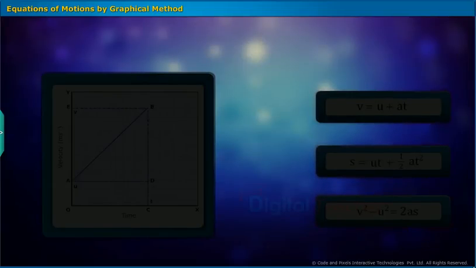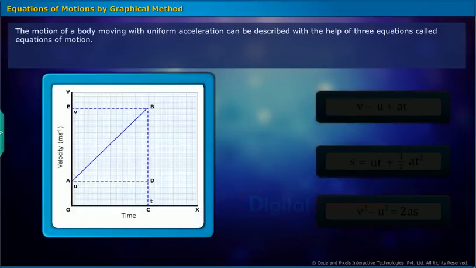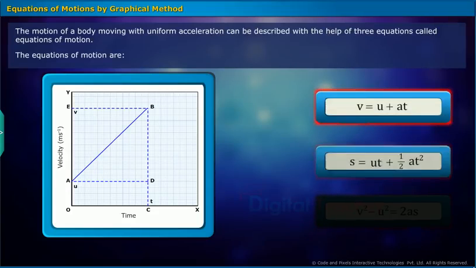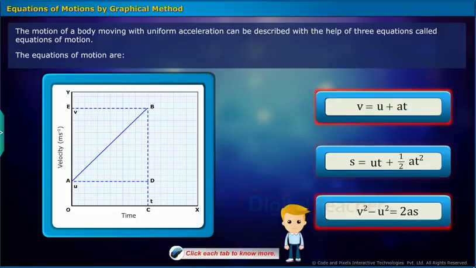Now, let us see the equations of motion by graphical method. The motion of a body moving with uniform acceleration can be described with the help of three equations called equations of motion. The equations of motion are v equals u plus at, s equals ut plus half at square, and v square minus u square equals 2as. Click each tab to know more.